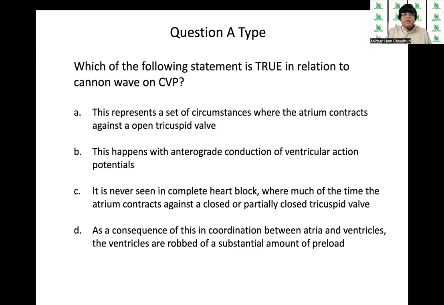So I think you can well read out from the various choices that the answer would be D, because this is the one which we showed, where this fusion is occurring because the atrial contraction and ventricular contraction are occurring at the same time. And because of this incoordination, the ventricles are robbed of a substantial amount of preload because they are not dilating. In response to contraction of the atrium, the ventricle is supposed to dilate to accommodate that blood, and because it is not dilating and instead contracting, that is the reason why it is robbed of a substantial amount of preload.